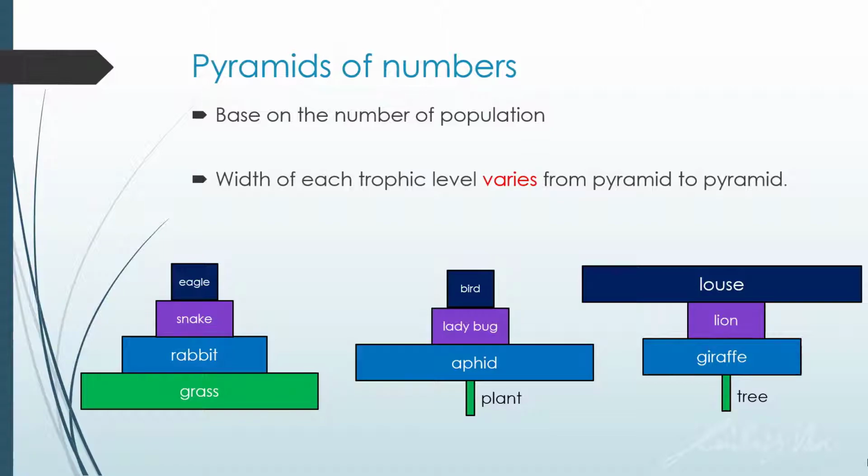But what you should take note of is if the producer is a lot larger than the herbivore, then the population of the plant will be lesser, but the biomass is still more than the herbivore. And the other thing to take note of is if you have a parasite, because it is so small, the population of it will be larger than its host. So the width of it on the pyramid of numbers will be longer than that of its host.